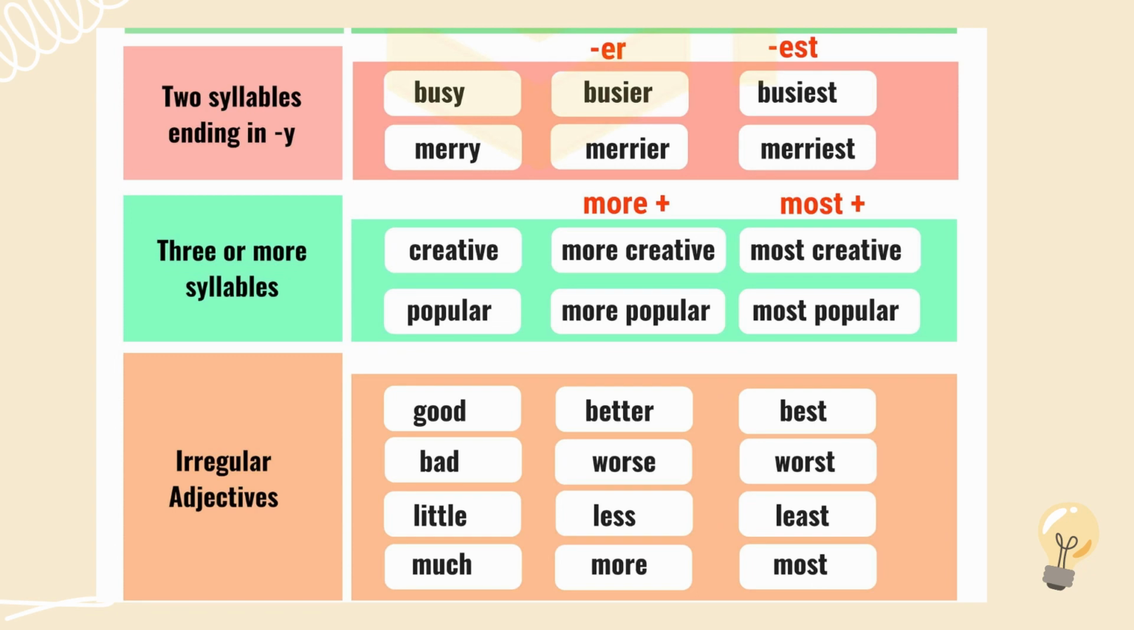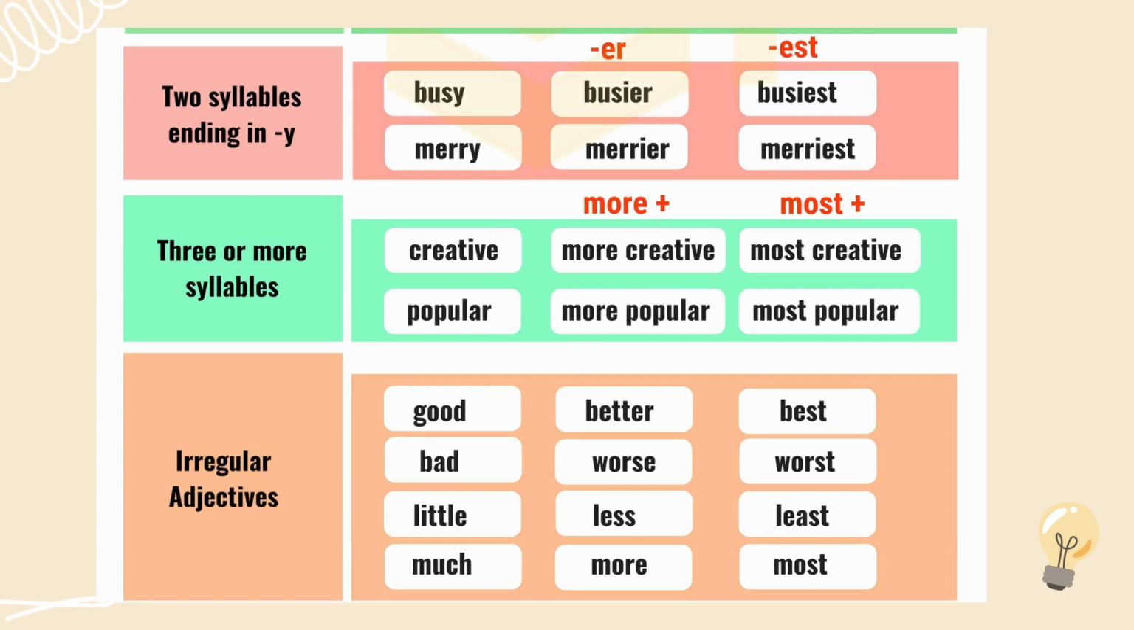Now let's take a look at the example of adjectives with three or more syllables. Creative, more creative, and most creative. For adjectives that have three or more syllables, you don't have to add -er or -est. You just need to add "more" plus the adjective, or "most" plus the adjective. For comparative, add more and then your adjective. For superlative, add most plus your adjective. Popular, more popular, most popular.